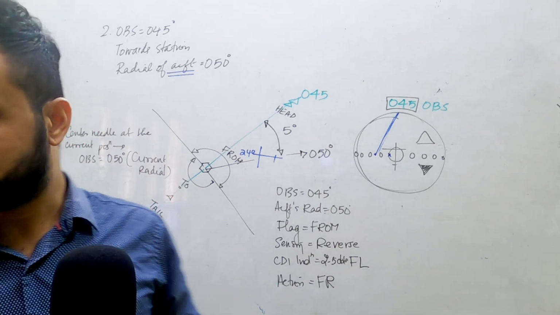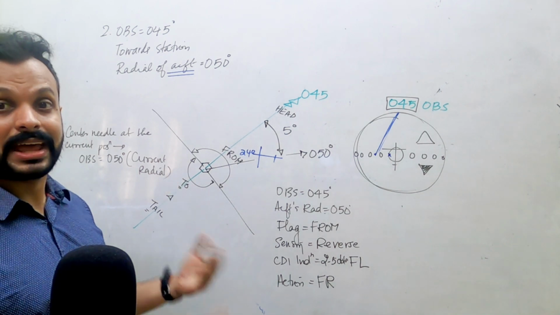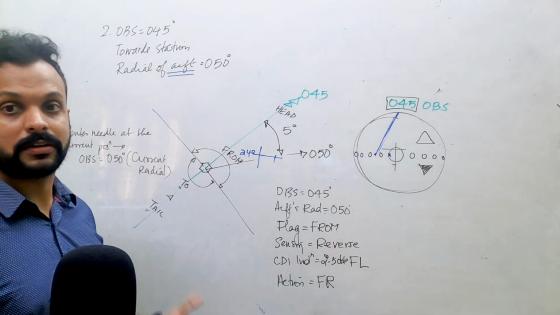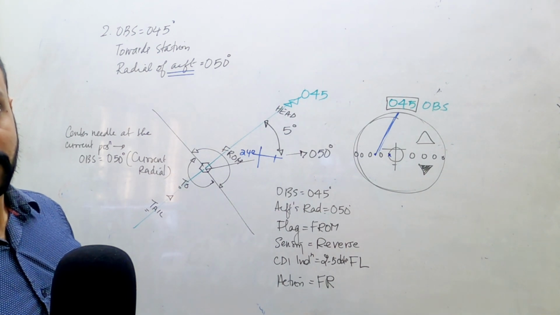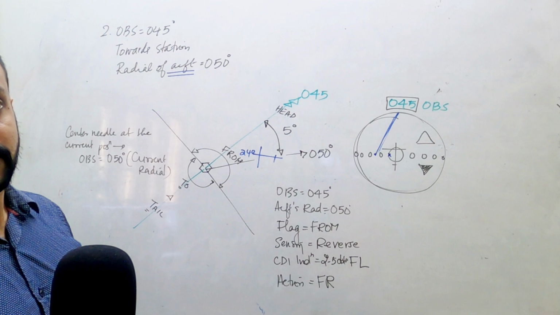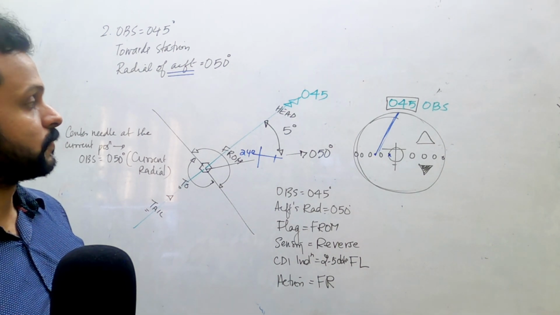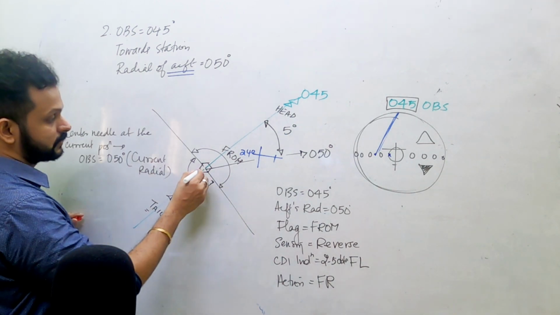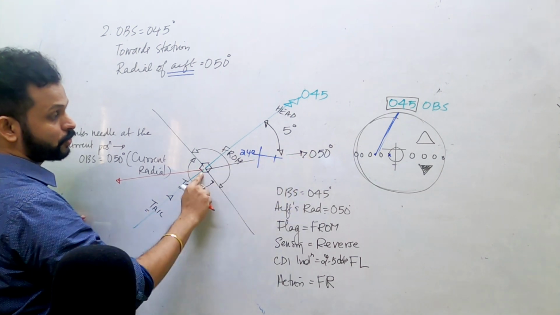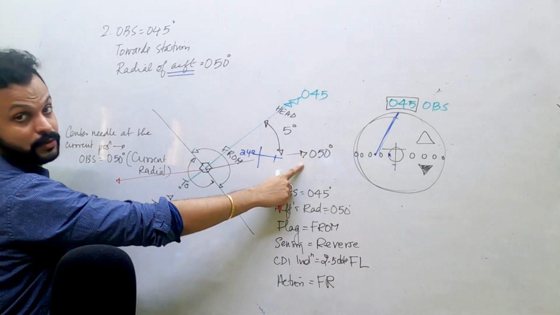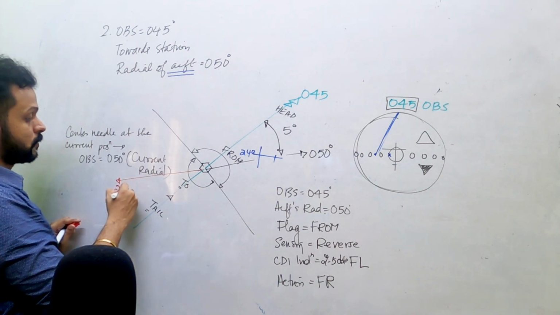Any other method? Any other way of centering? You can set the OBS to something else also and center it. There's another radial which you can OBS to center the needle. That's right, exactly the opposite radial. So your current radial is 050. What is the opposite radial? 230. Now think about it.